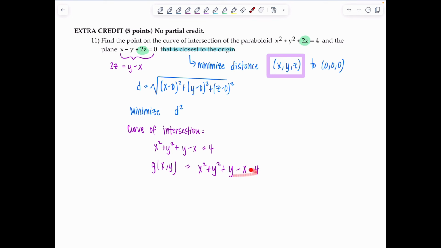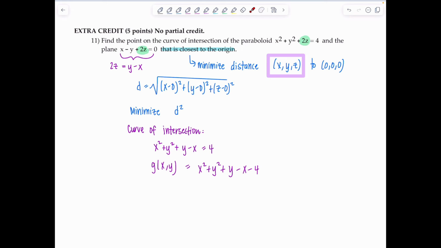Now, if it still had z's in it, that would be fine. My gradient's just going to have fewer components. And I don't even need to consider z minus 0 now in my distance formula. I'm just going to work with x and y since this is independent of z. But if z was there, it wouldn't be a problem.